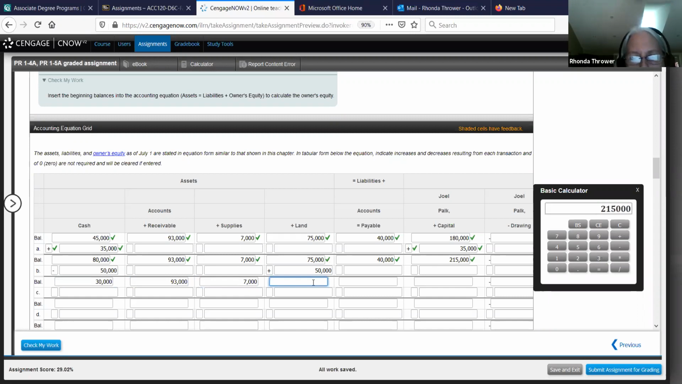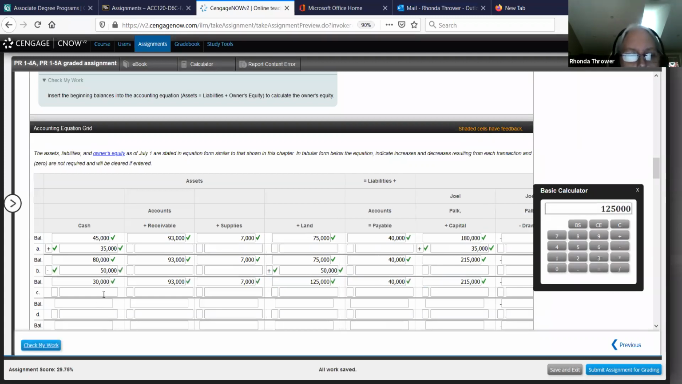And then we're going to add the 75,000 and the 50,000 together for the land. And all this is showing is that our land has increased because we bought some more for 125,000. And then I'm going to bring down the rest of these balances. And I'm going to go ahead and check my work. May as well do that so in case we have a problem, we can catch it quickly.